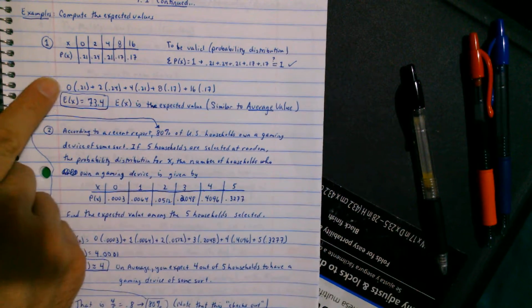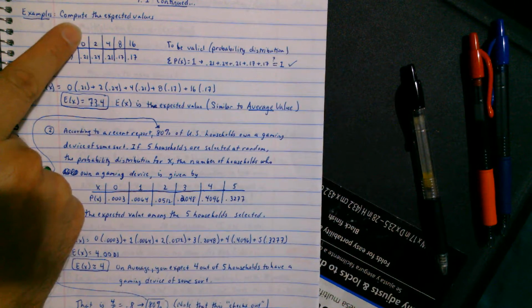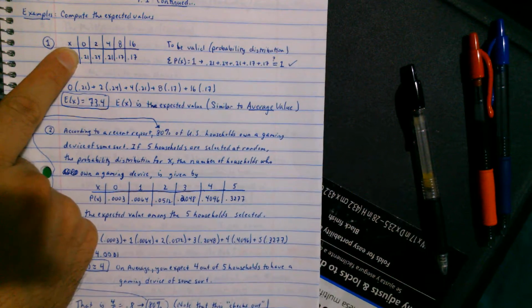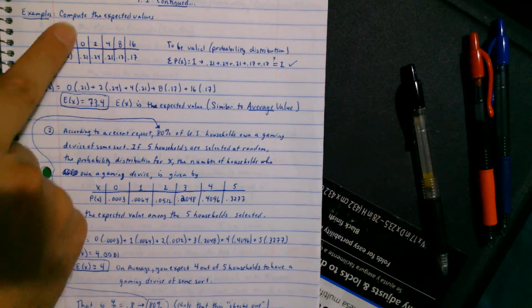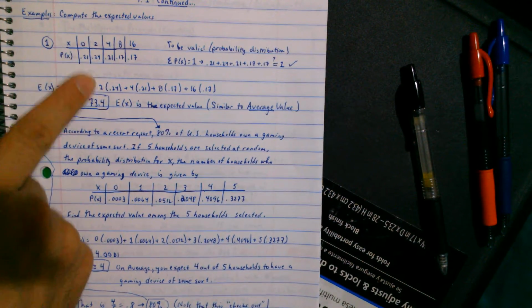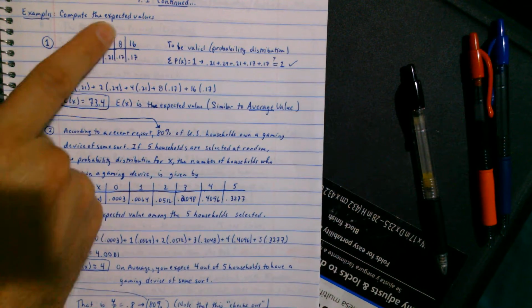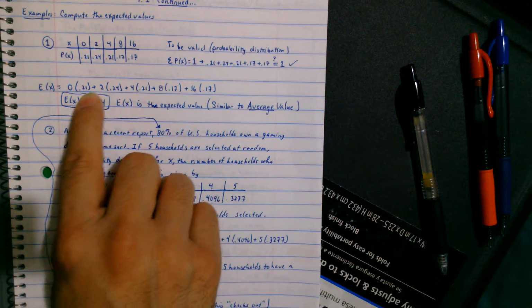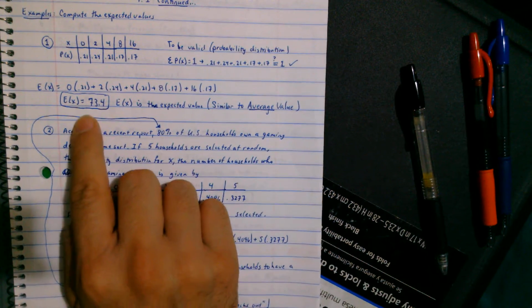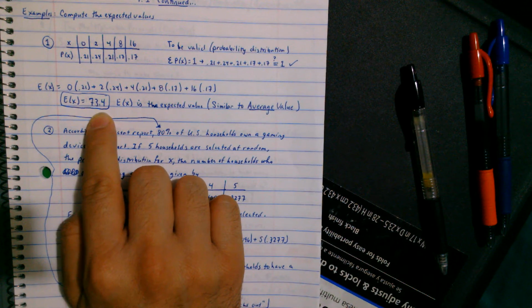So the expected value would be the first x times the first probability plus the second x times the second probability plus the third x times the third probability, and you keep going until you finish the products. So you put all that into your calculator, and it should give you 73.4, essentially.